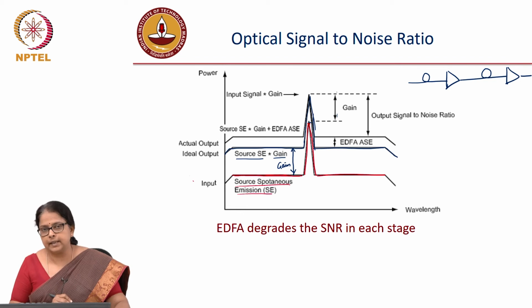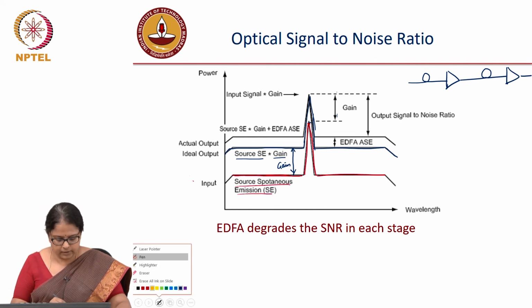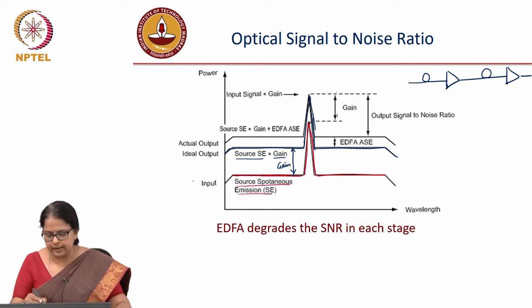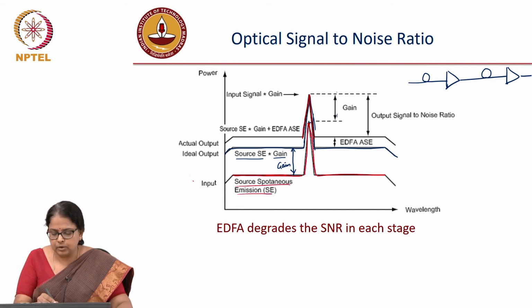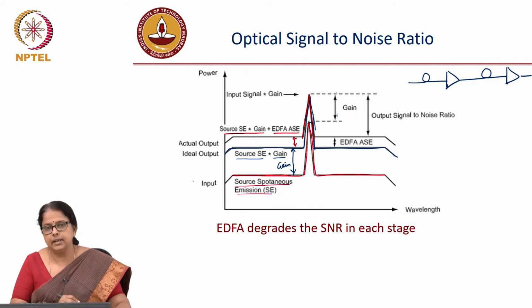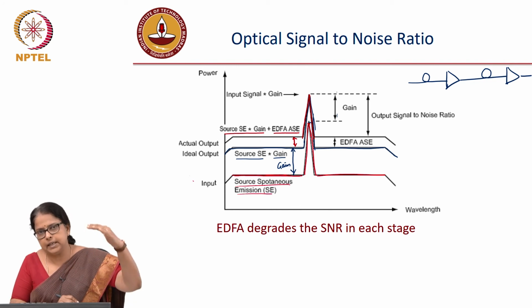This is if the EDFA is ideal, and the noise figure is 1, or 0 dB. But because the noise figure is not 0 dB, what ends up happening is what I am showing in red again. The signal power remains the same, it just amplifies corresponding to the gain, but the noise is source noise times gain plus the noise added by the EDFA. So, the noise floor actually increases.